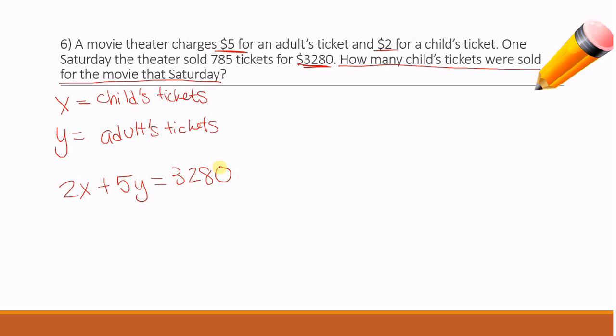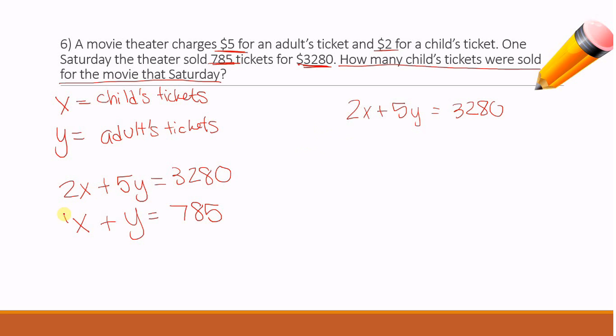Now, what's the other equation that we can make? What else do we know about this? What's the only other number we haven't used? Yeah, that's 785 tickets. Well, I know x is the total amount of children tickets we sold, and the total number of adult tickets is y. So, children tickets plus adult tickets should be equal to 785 tickets.